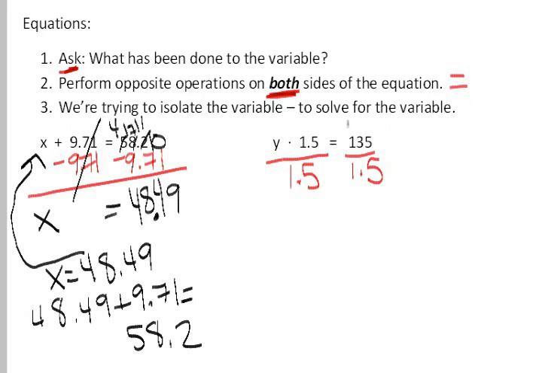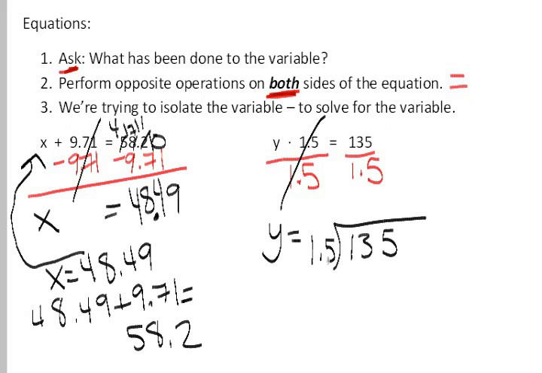Then on the left side, 1.5 divided by itself cancels out, so we're left with y, and y equals 135 divided by 1.5. In this case, the divisor, the 1.5, is a decimal, so we need to take the decimal point and move it over to make it a whole number. Then inside the box, with the dividend, we take the decimal point and move it over the same number of places to the right. In this case, we need to add a 0, and then we take the decimal point and move it right up into the answer. And now we can divide.